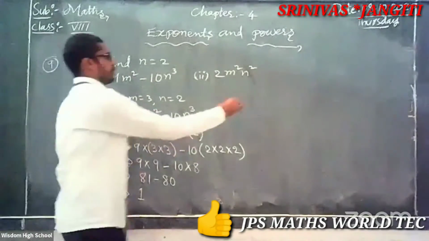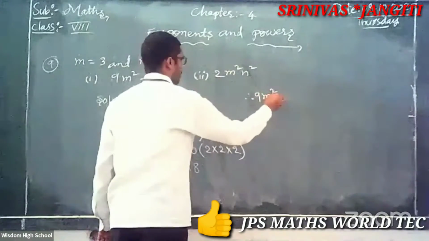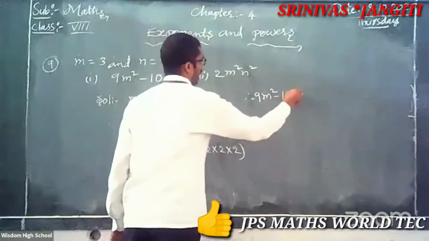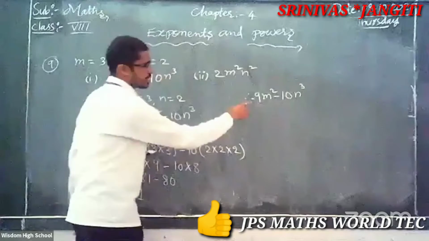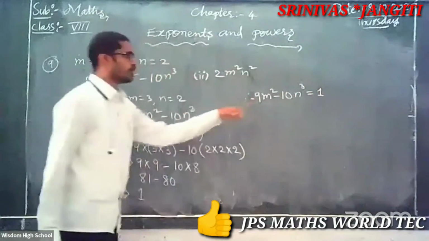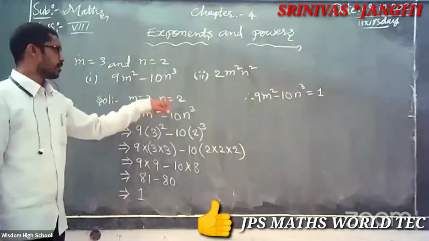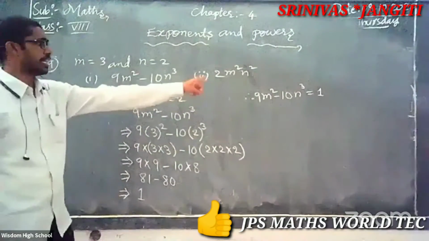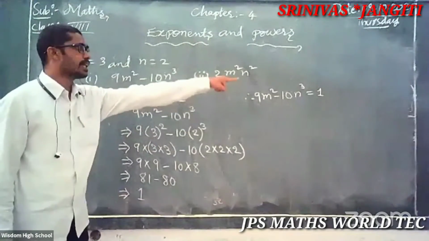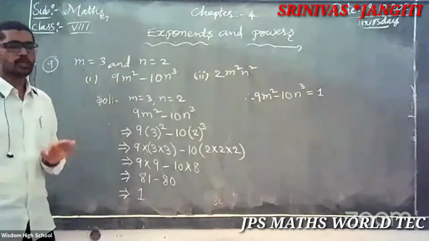Therefore, 9m² − 10n³, what is the value here? It is equal to 1. How? Because when m is 3 and n is 2, then 9m² − 10n³ equals 1. Do you understand this? So simple.